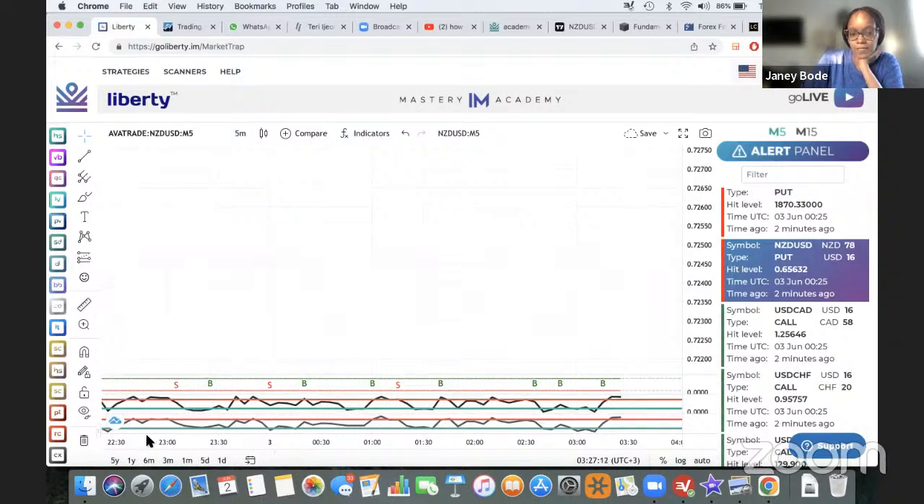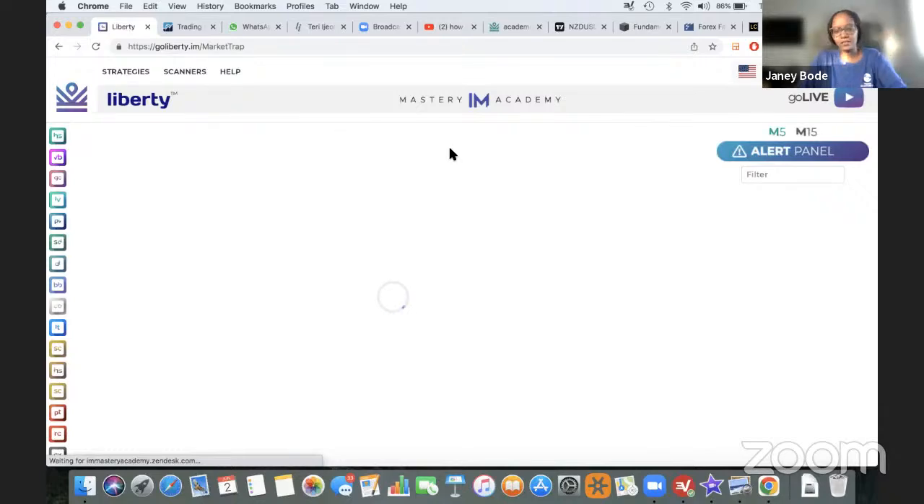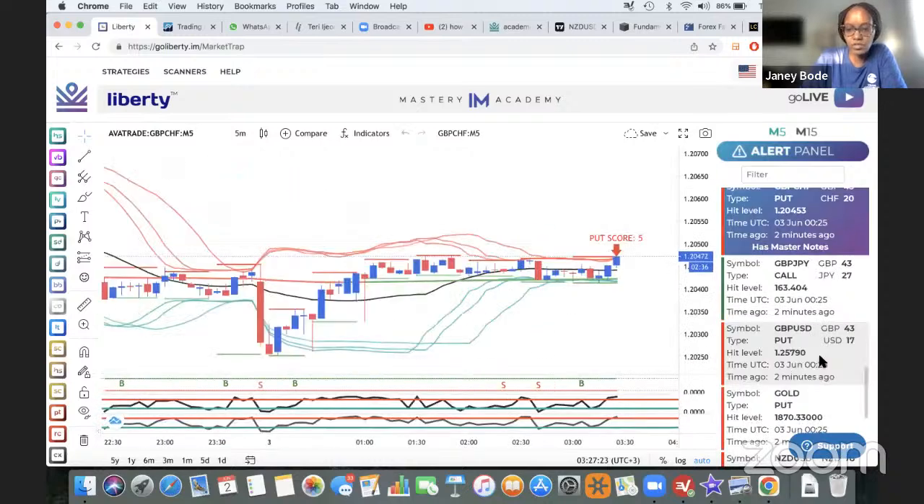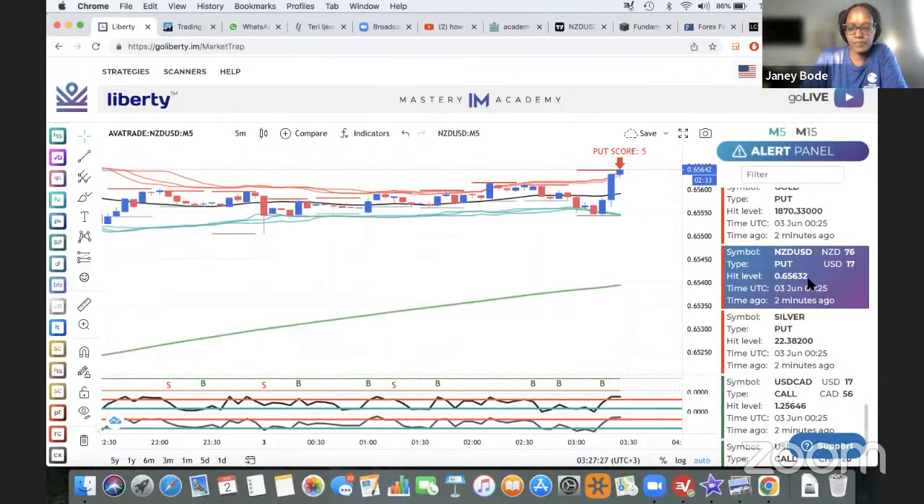Okay. So now, what I'm gonna do here, if this thing refreshes, I'm gonna use my checklist. I don't like complicating my life. I'm just gonna look at my checklist. When I look at NZD USD, NZD is 76, USD is 17. If you think this is a put idea, type in 1 in the chat. If you think it's a call, type in 2 for me.